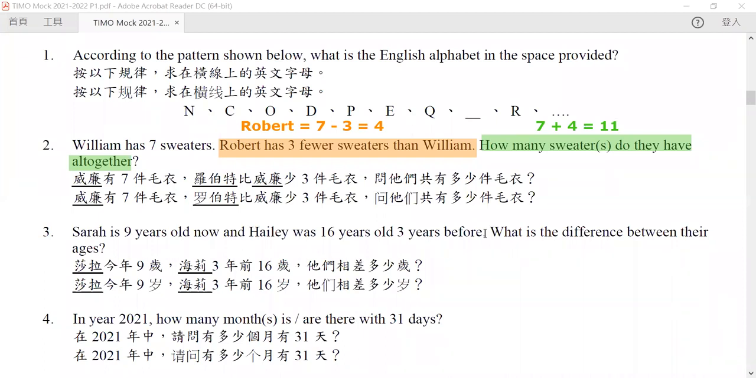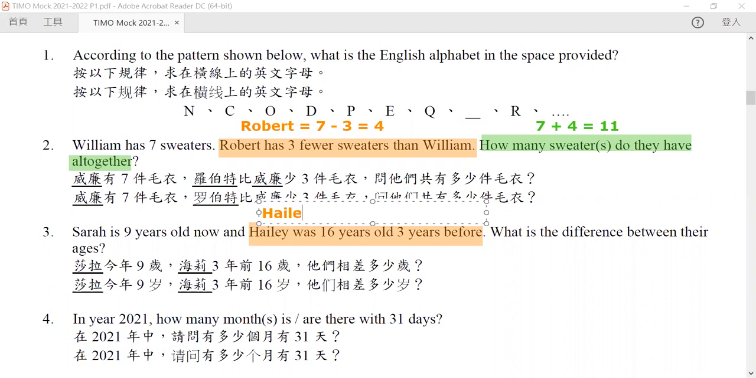So for question number 3. Sarah is 9 years old now, and Hillary was 16 years old 3 years before. What is the difference between their ages? Now, again, since we have a statement like this, Hillary was 16 years old 3 years before. So what is her age now?